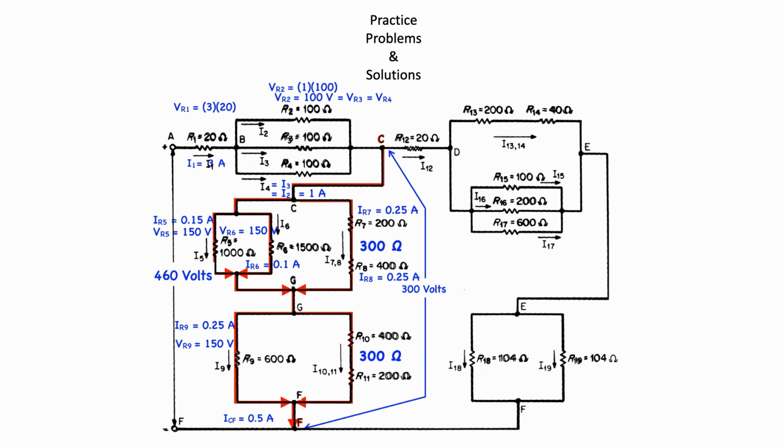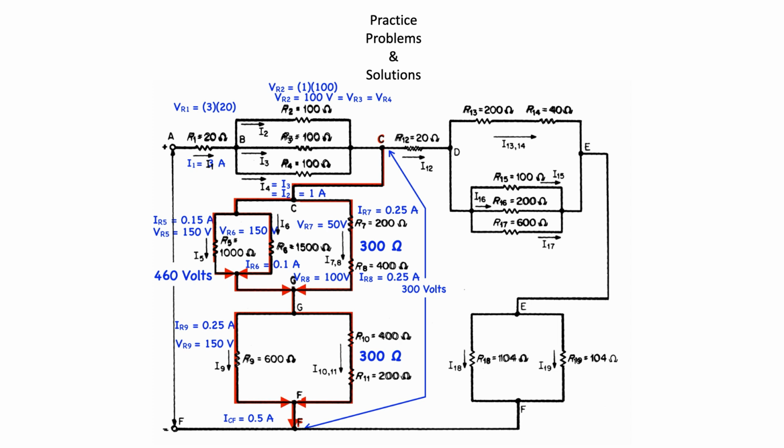We can now use Ohm's law to calculate the voltage drop across these resistors. VR7 is equal to 0.25 times 200, or 50 volts. VR8 is equal to 0.25 times 400, which is equal to 100 volts.